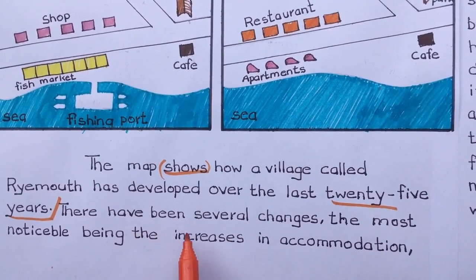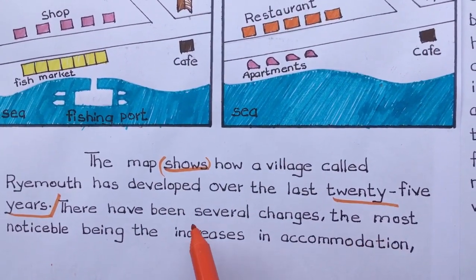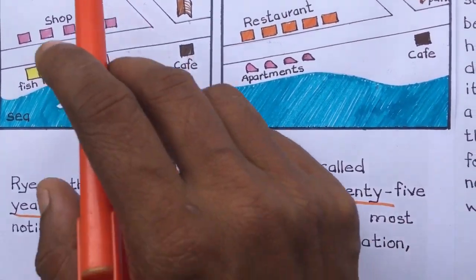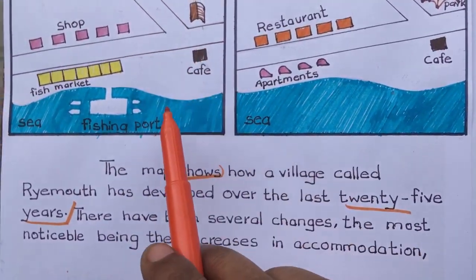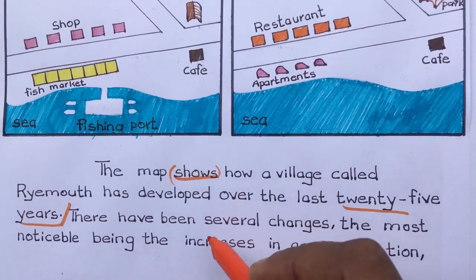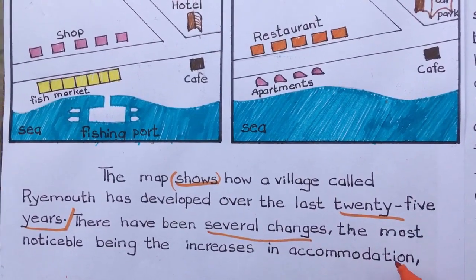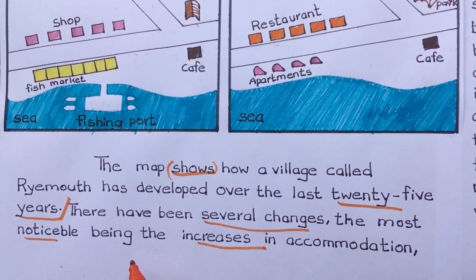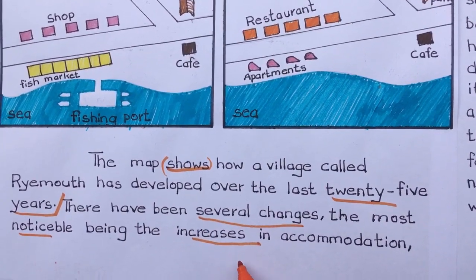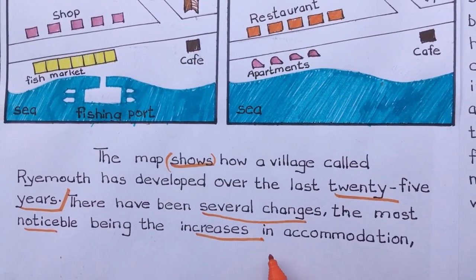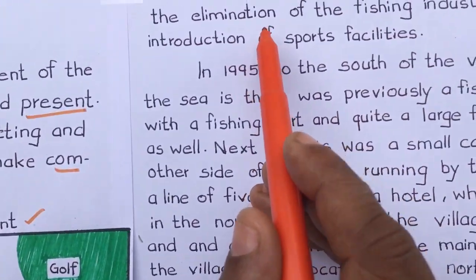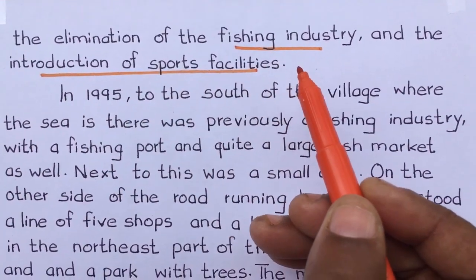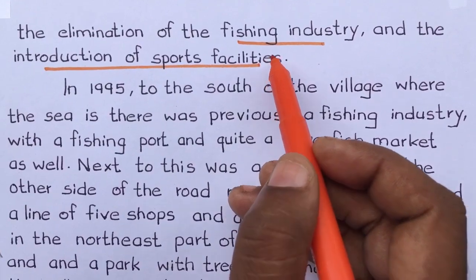There have been several changes, the most noticeable being. So what we have noticed is there are several changes, right? Housing has changed, farmland was changed, the shop was changed. We can't say one or two. There are many changes, and the most noticeable being the increase in accommodation. First we have to see the transformation. What are the major transformations that happened during this period? It's the increase in accommodation, then the elimination of the fishing industry and the introduction of sports facilities. So these are the major areas of change.